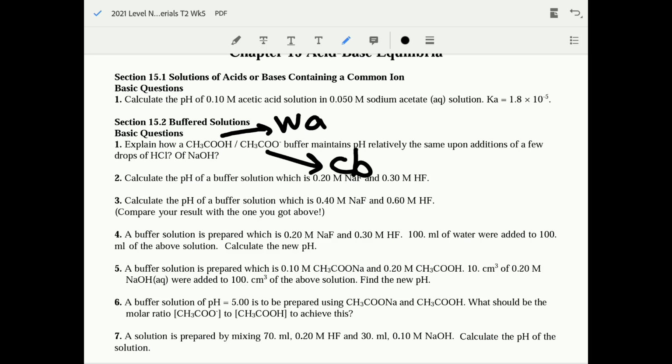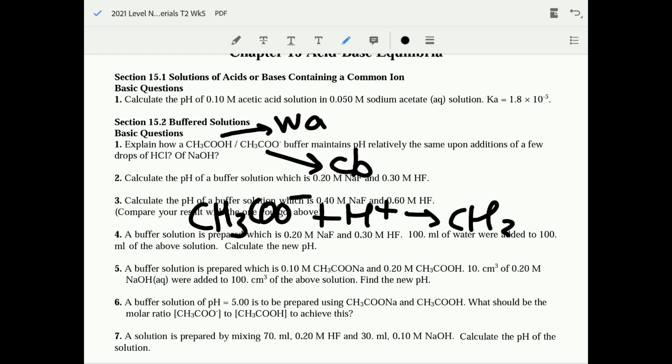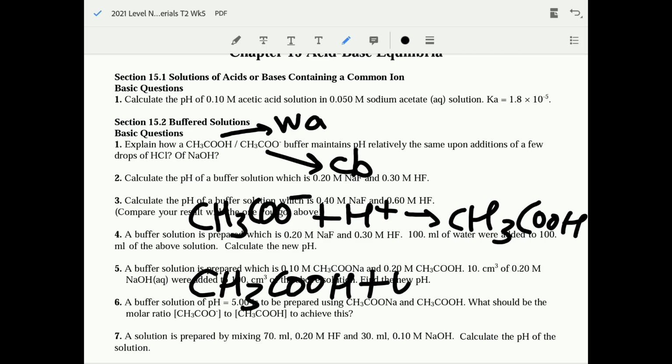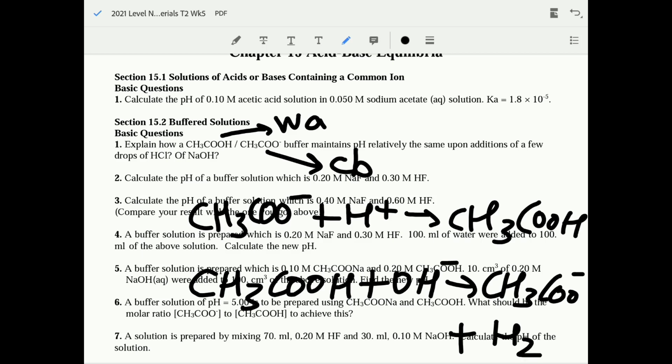So when we add HCl, it's basically adding H plus. So what happens is the CH3COO minus adds that to become CH3COOH, so it becomes the acid. And when we add the OH minus or the NaOH, the CH3COOH reacts to give CH3COO minus plus H2O. So the acid neutralizes the strong base that's added, obviously only a few drops. If we keep adding it, the pH will change. The conjugate base takes care of the few drops of the strong acid. So that's what happens, they take care of each other.